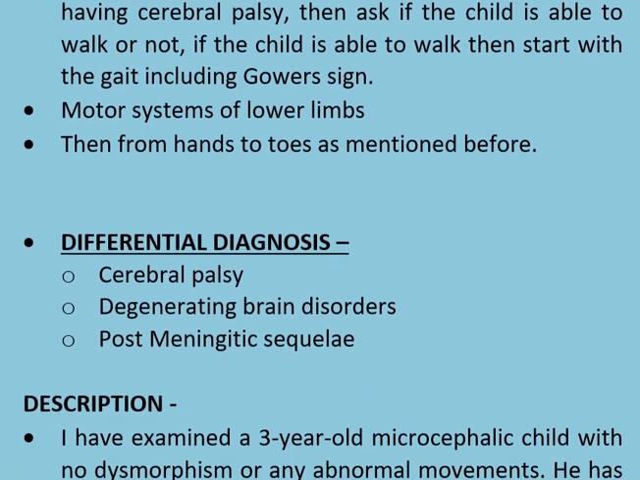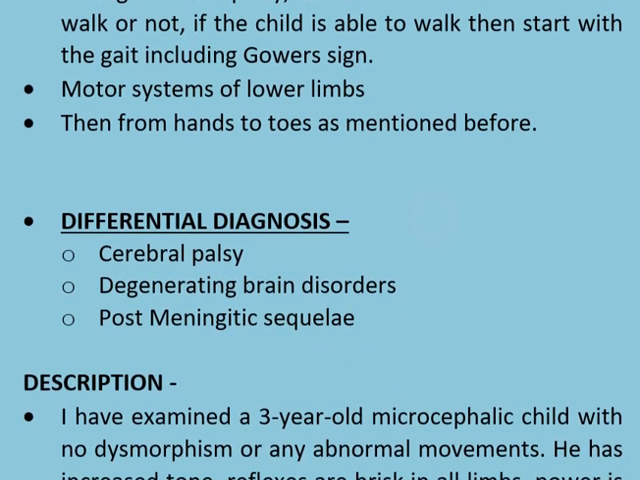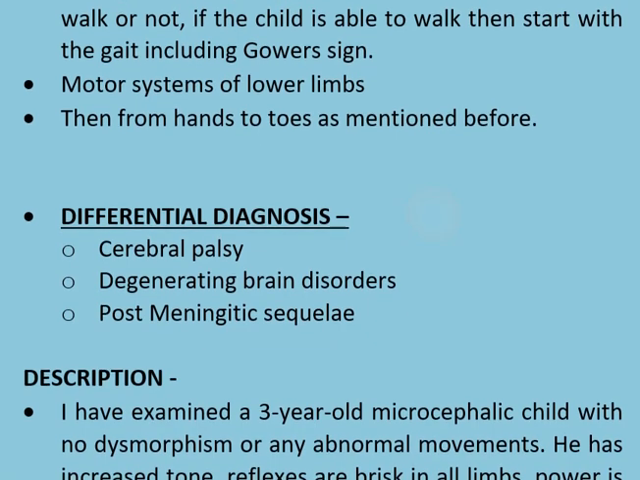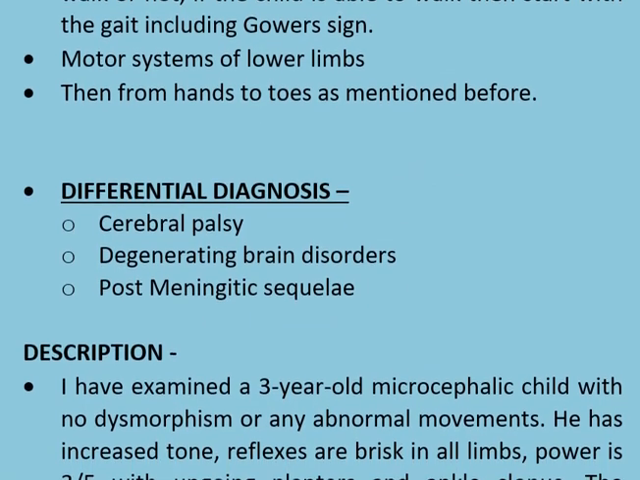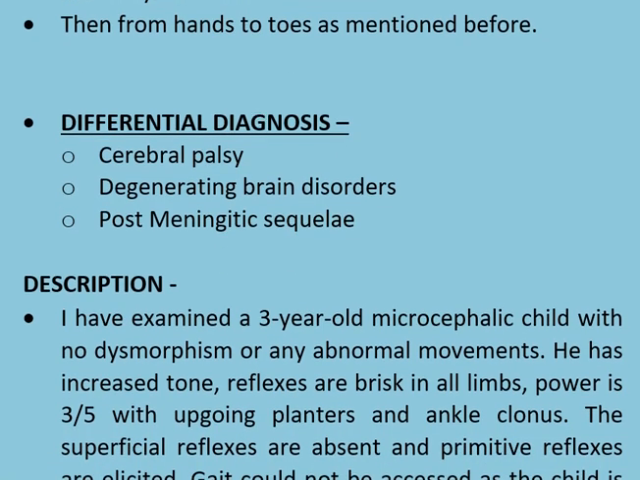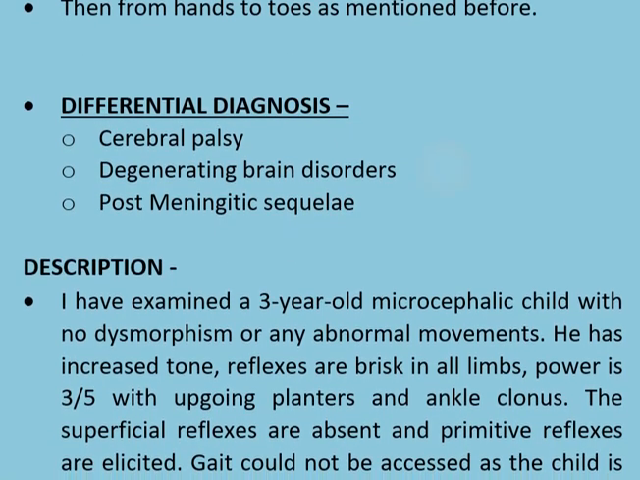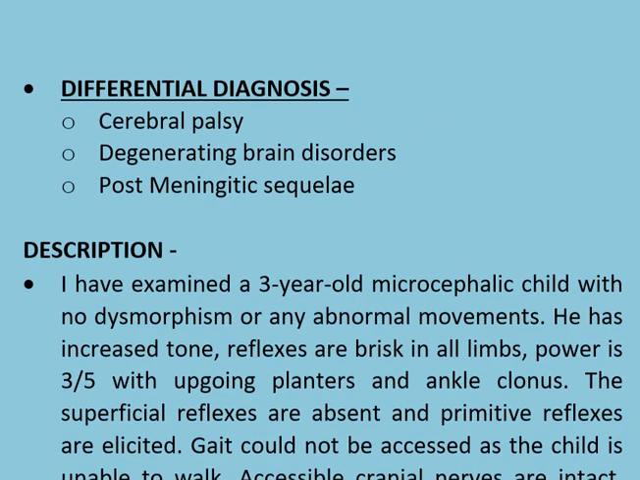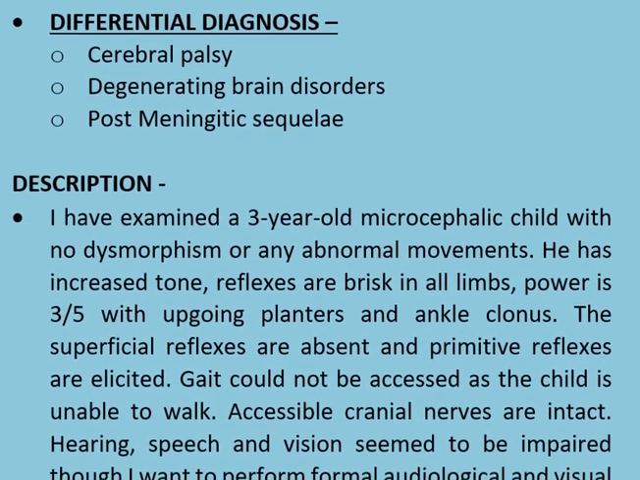The hypothetical description which I have made is: I have examined a 3-year-old microcephalic child with no dysmorphism or any abnormal movements. He has increased tone, reflexes are brisk in all limbs. Power is 3 by 5 with upgoing plantars and ankle clonus is present. The superficial reflexes are absent and primitive reflexes are elicited. Gait could not be assessed as the child is unable to walk.